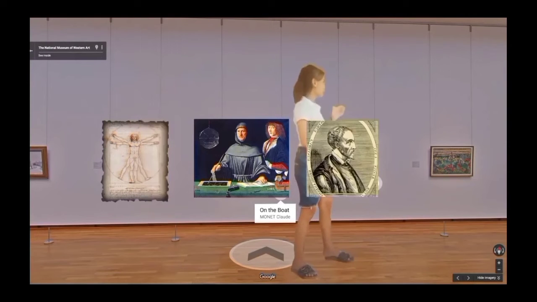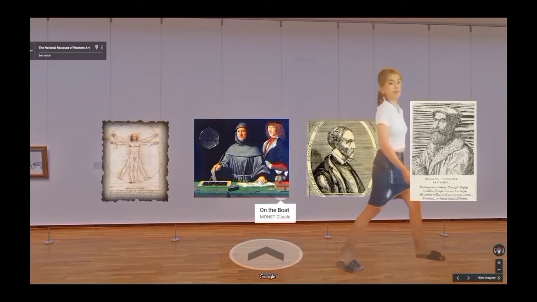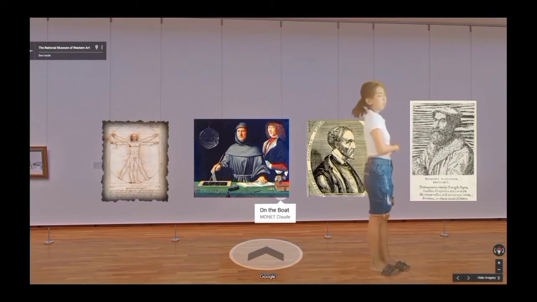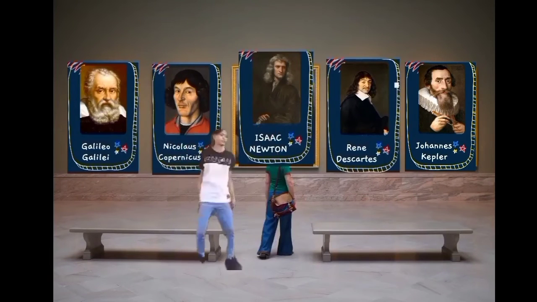Next is Scipione di Ferro. He was an Italian mathematician who is famous for being the first to find a formula to solve a cubic equation. Next is Niccolo Fontana Tartaglia. He was a poor engineer known for designing fortification, a surveyor of topography, and a bookkeeper in the Republic of Venice. Early modern mathematics. Here are the mathematicians in early modern mathematics.